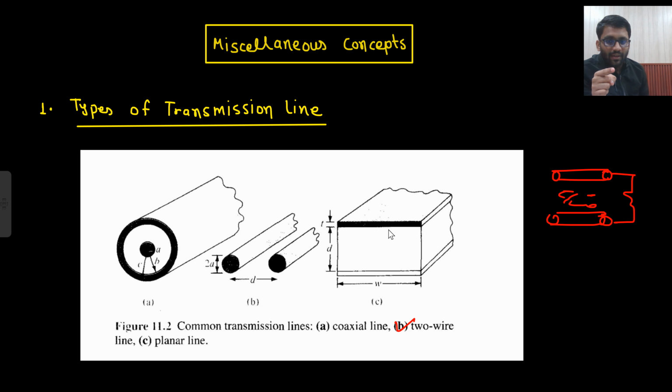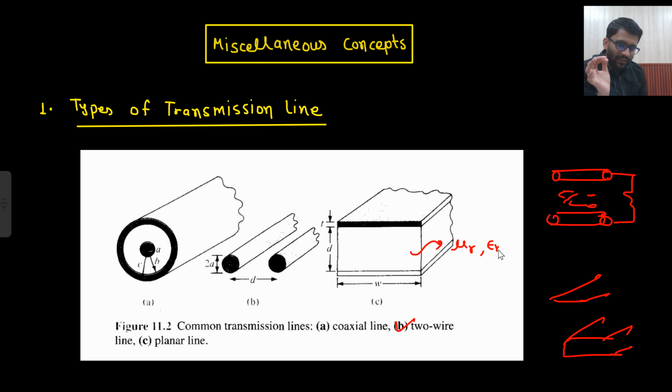This is also one of the types, the planar transmission line. Here there are two conducting plates. In between there is a dielectric, with mu r and epsilon r. Here in between there was a dielectric, mu r epsilon r. Okay.